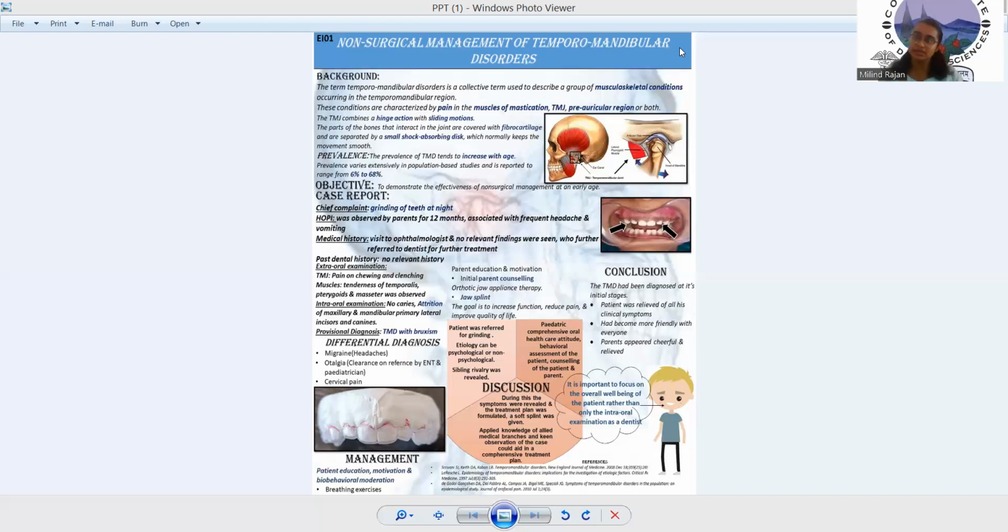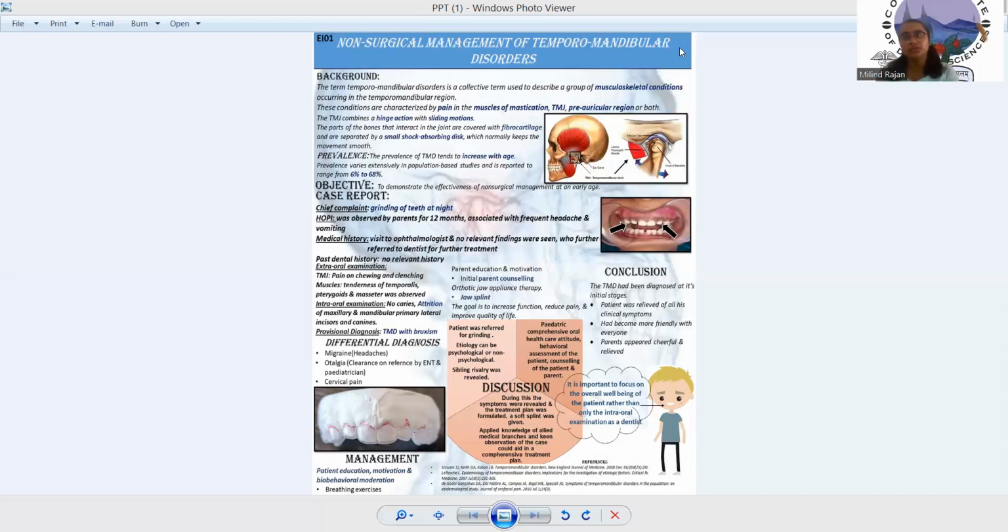Talking a little about the anatomy of the TMJ, it is a combination of two movements, the hinge action and the sliding movements. The joint is covered by a fibrocartilage and is separated by a small shock absorbing disc, which helps in the smooth movement of this particular joint.